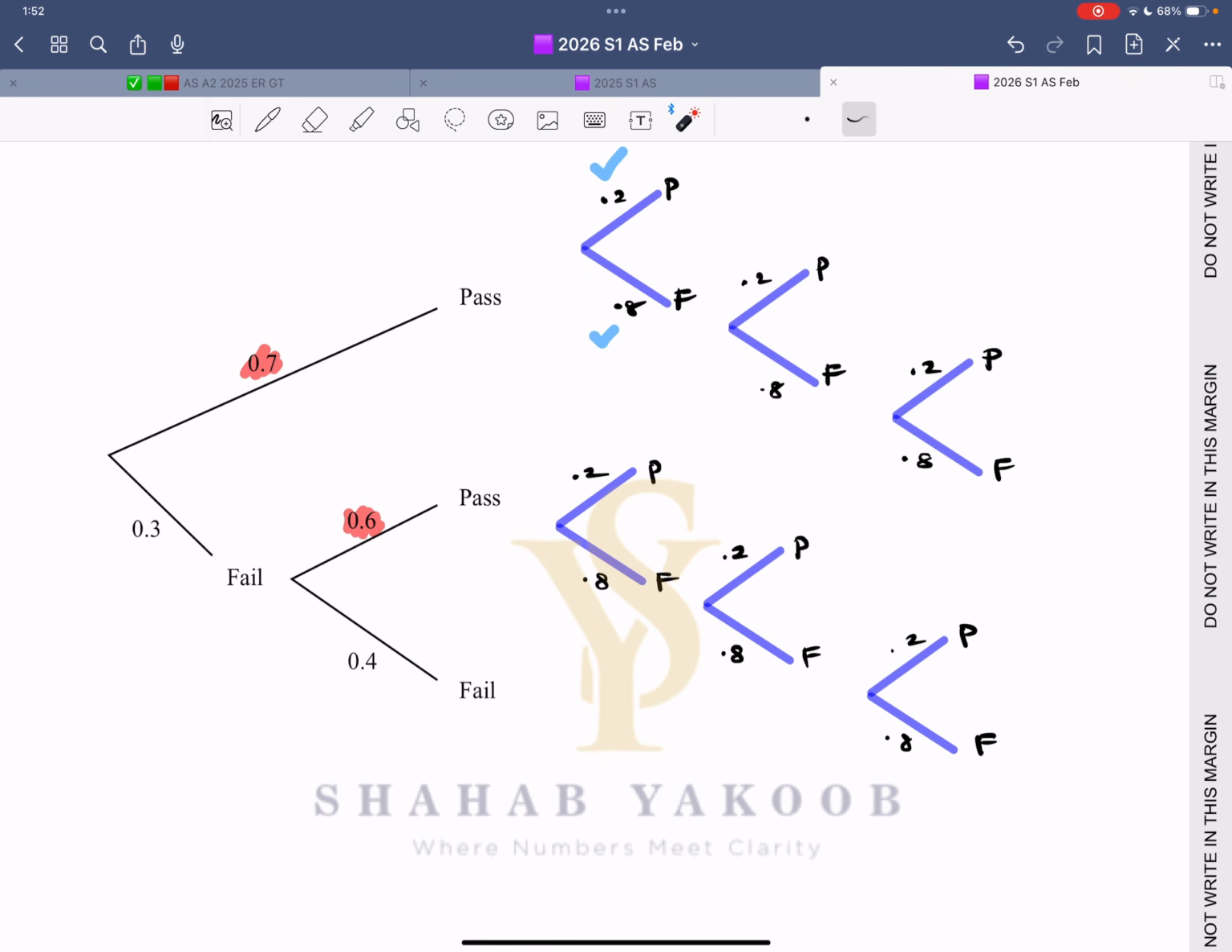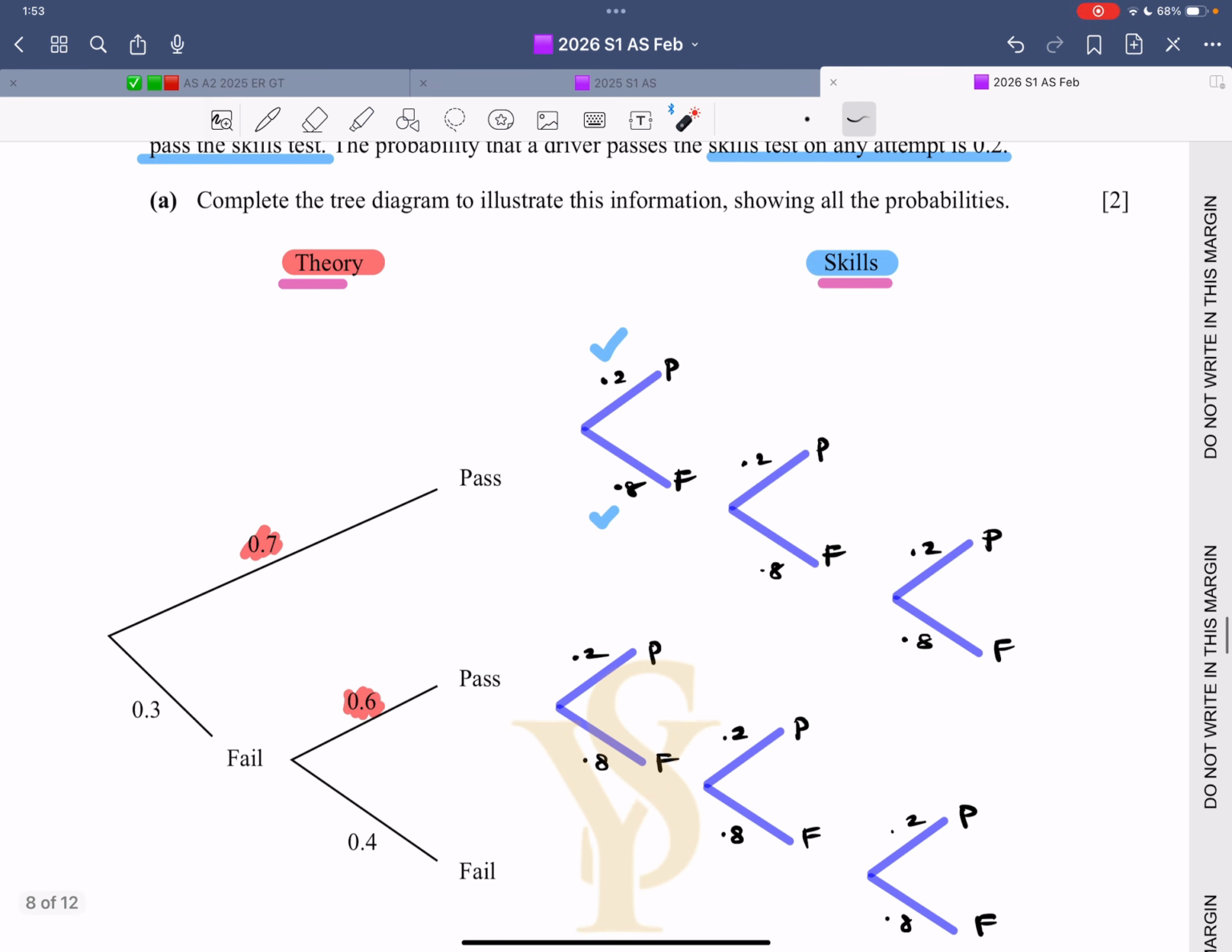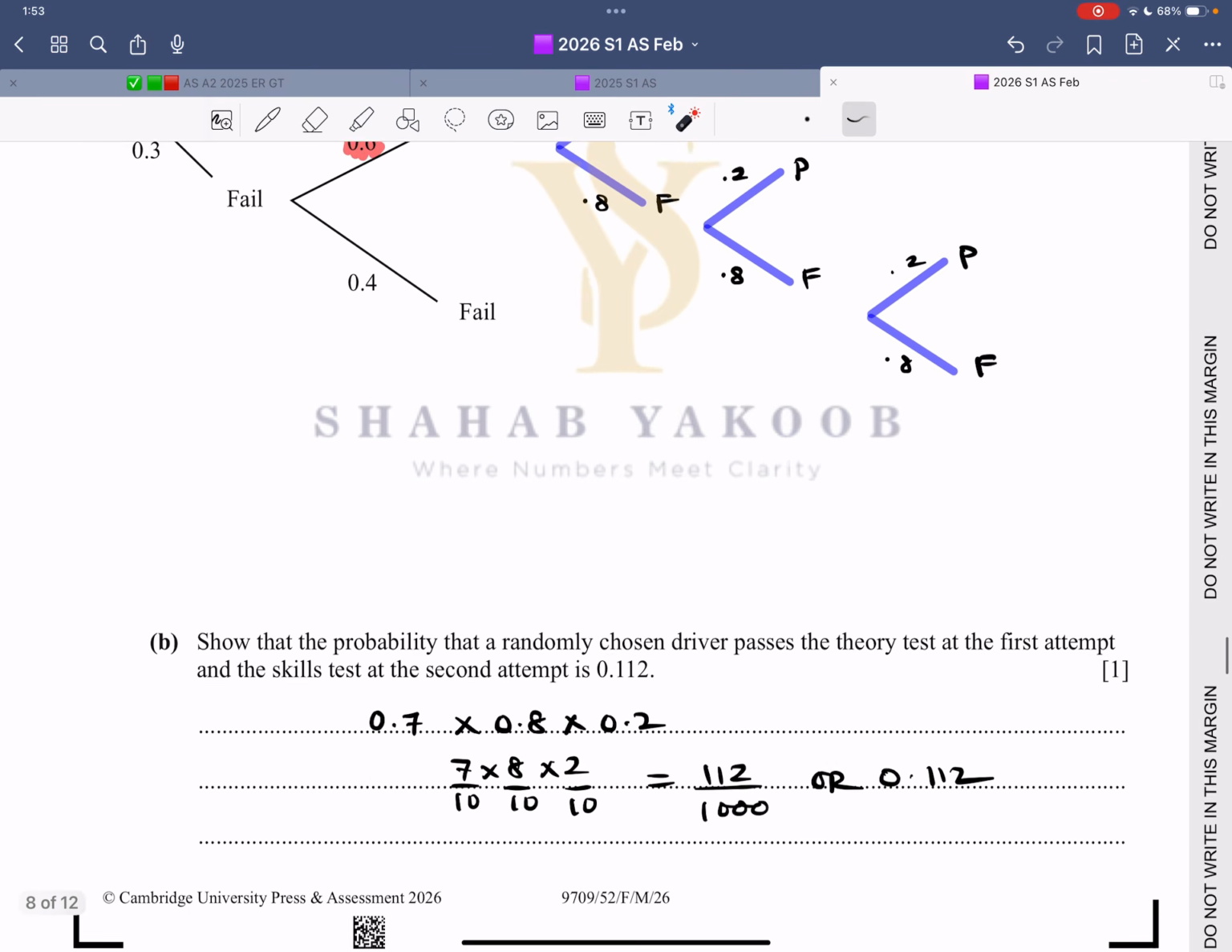If I ask you that he gets this advanced driving qualification, it could be pass, pass, it could be pass, fail, pass, it could be pass, fail, fail, pass. So there are 3 options: pass, pass; pass, fail, pass; and pass, fail, fail, pass. The ending has to be a pass. What about over here? It could be fail, pass, pass. It could be fail, pass, fail, pass. It could be fail, pass, fail, fail, pass. That is the advanced qualification. Naturally, if the question is designed this way, they are going to ask it.